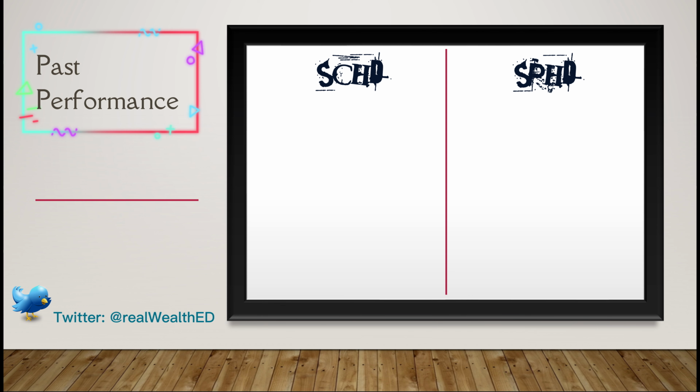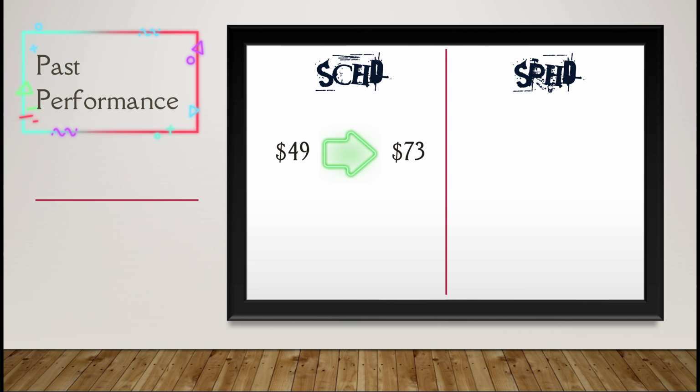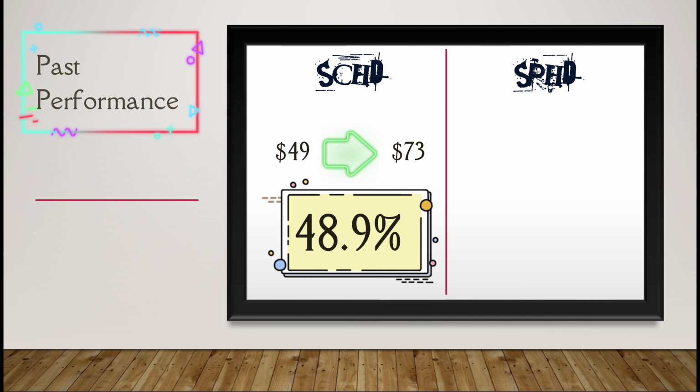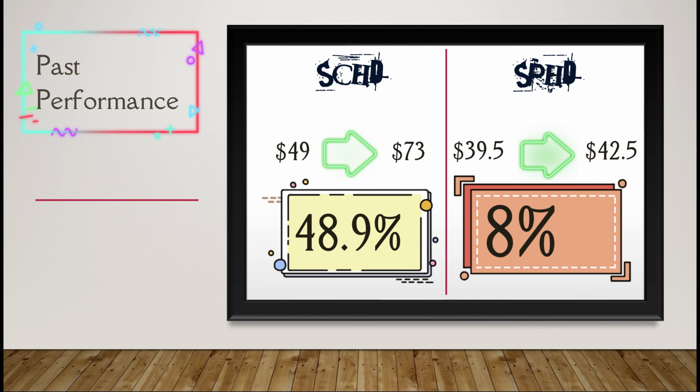Now, let's compare the past performance of both these funds. SCHD has a higher 10-year, 5-year, and 3-year return as compared to SPHD. SCHD's price increased from $49 to around $73 in the last 5 years, which comes out to be a total return of around 48.9%. On the other hand, SPHD was around $39.5 5 years ago and is at $42.5 right now. That's around 8% increase in price, which makes sense because this ETF is not supposed to be volatile.